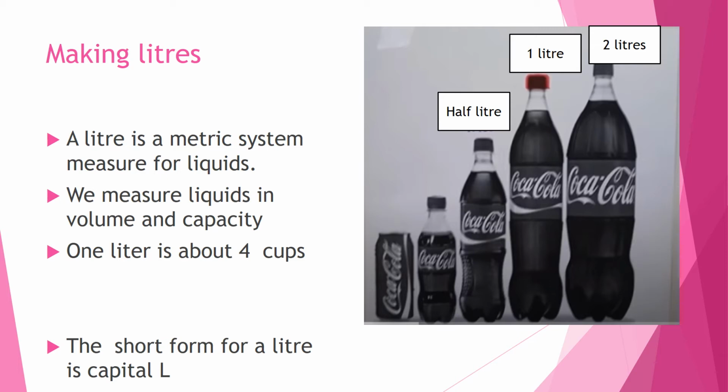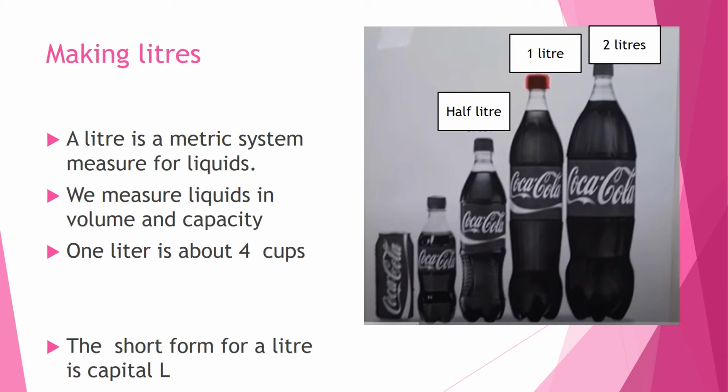Also here we have different sizes of bottles that represent different amounts of liters. Remember, our topic is making a liter. Now we can see the first bottle. How many liters can we see? It's 2 liters. The second bottle is 1 liter. And we have half a liter. Then we have smaller containers that can contain different amounts of liquids.